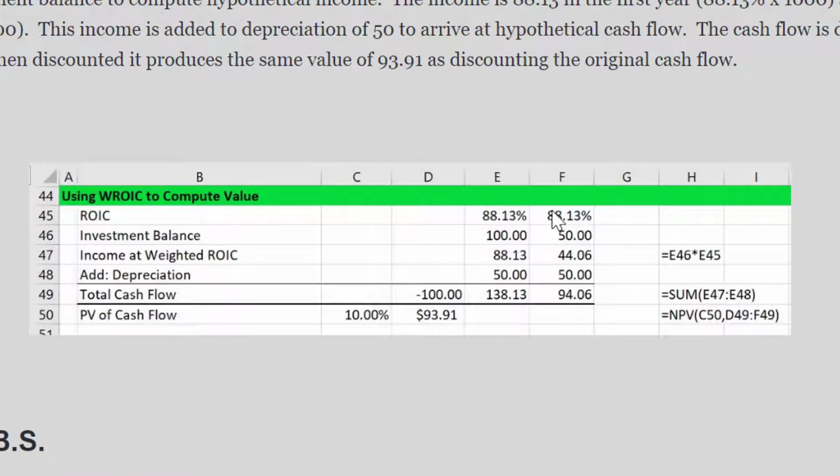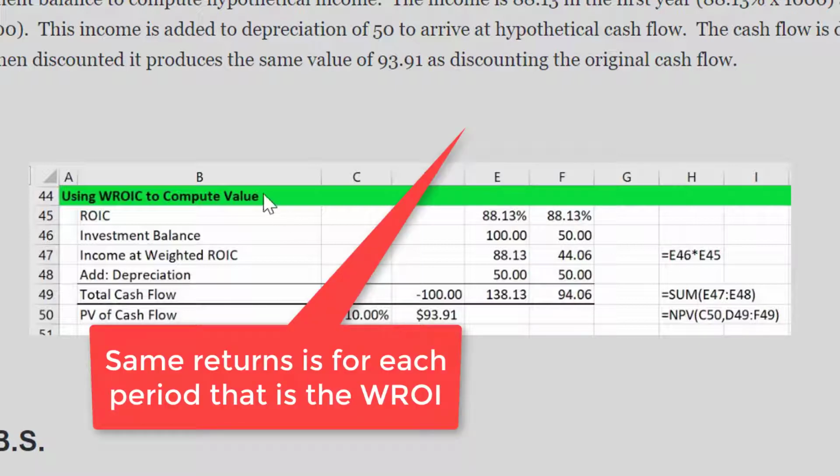This time, I'm going to take this return and assume, in a very simple way, that this return is earned the same. It's the same return for every single year. If this was a 20-year investment, we assume exactly the same return is earned on your investment every year. No fancy stuff. You take this return, multiply it by the investment balance.